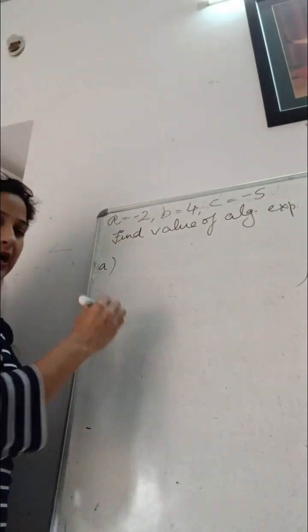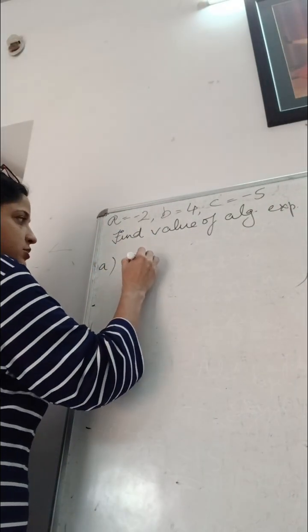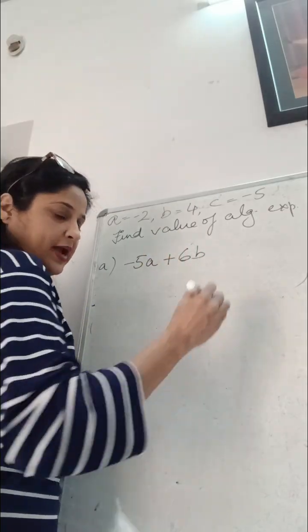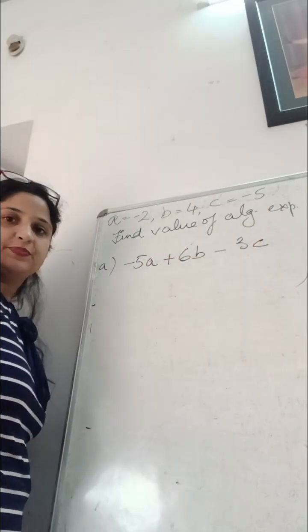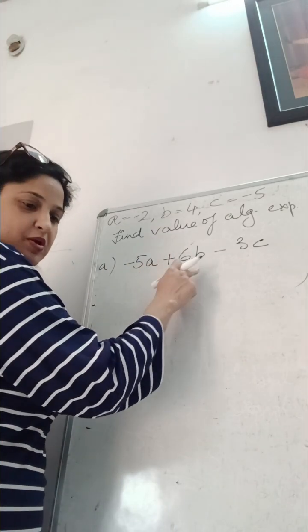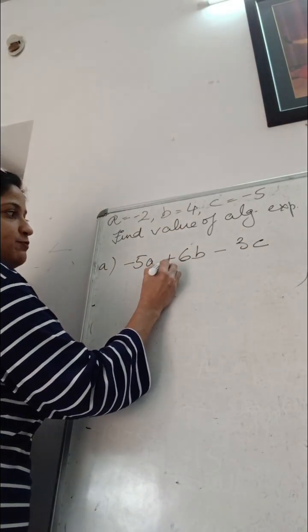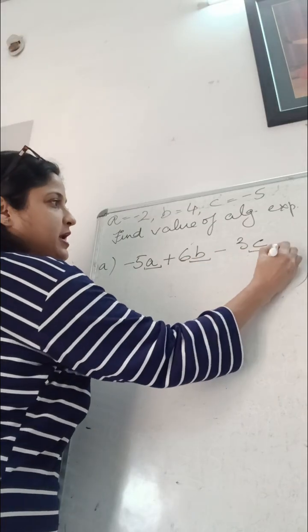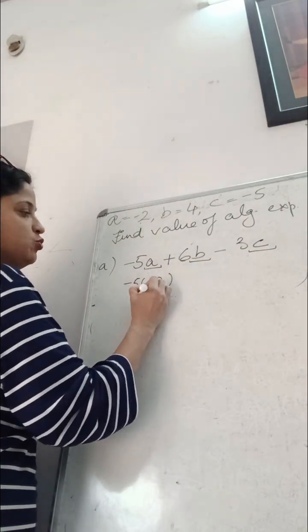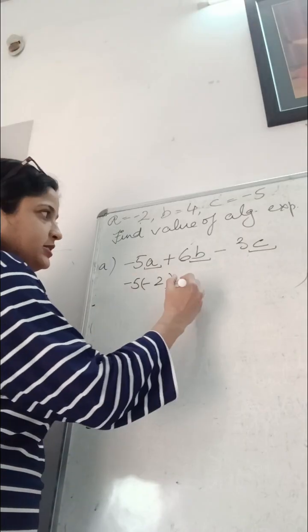Okay, a part I am doing this, -5a plus 6b and -3c. Okay, my dear children, it is -5a plus 6b minus 3c. So I am going to substitute the values of a, b and c. So -5, a का value कितना है? Into -2. This I have put in brackets.